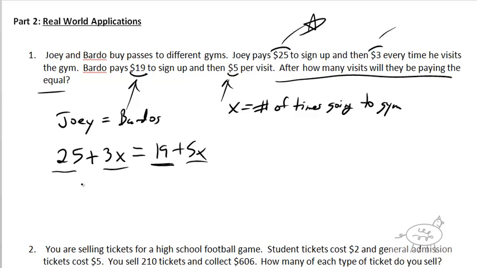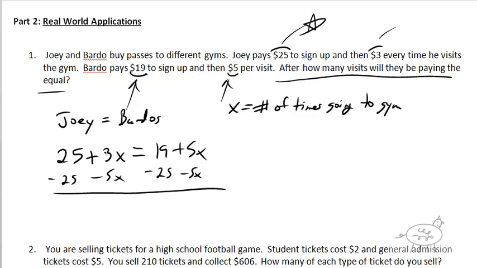However you want to do this, I'm going to move... Let me erase these lines underneath so I don't confuse people with the division. Okay, so I'm going to subtract 25 from both sides and subtract 5x from both sides, because I want to move my x's to the left, which I did. 3x minus 5x is negative 2x, and my numbers to the right, which is 19 minus 25, which is negative 6.